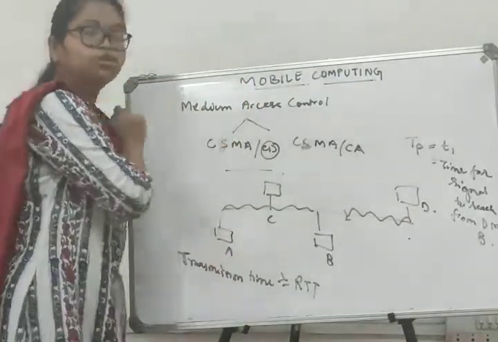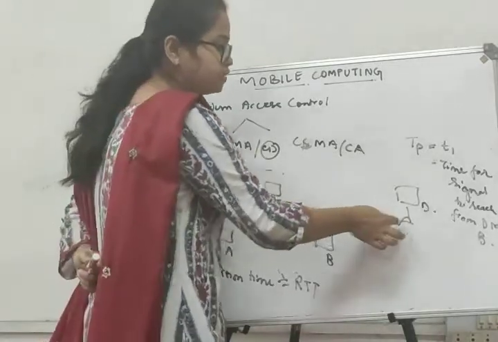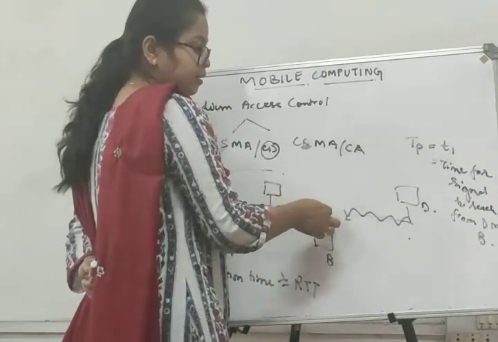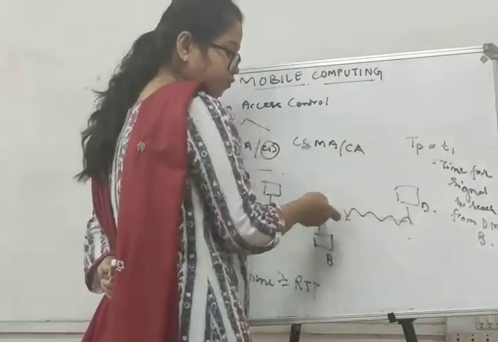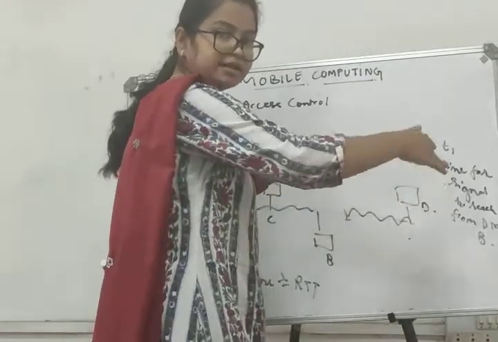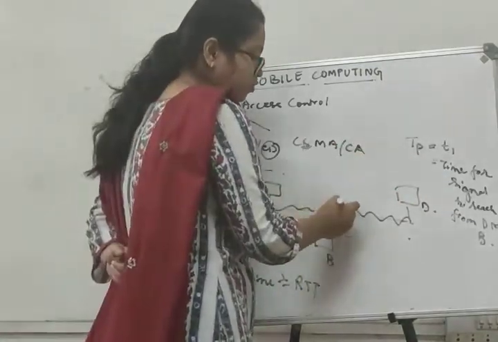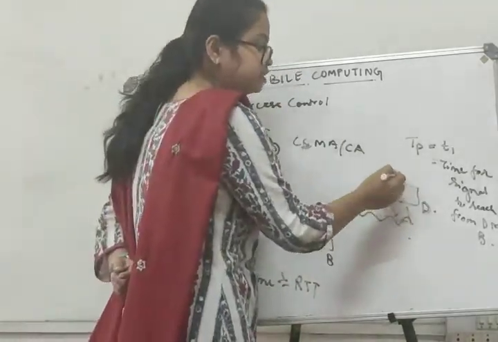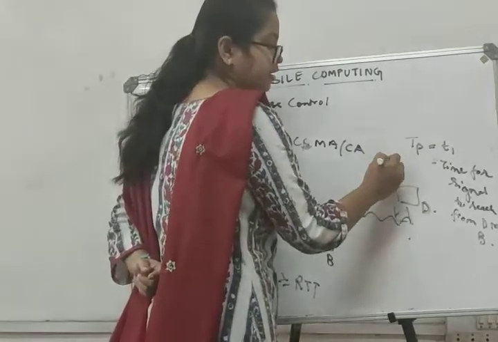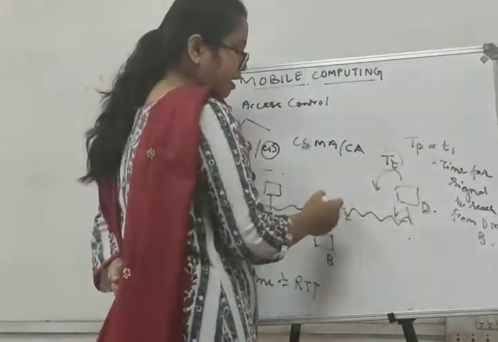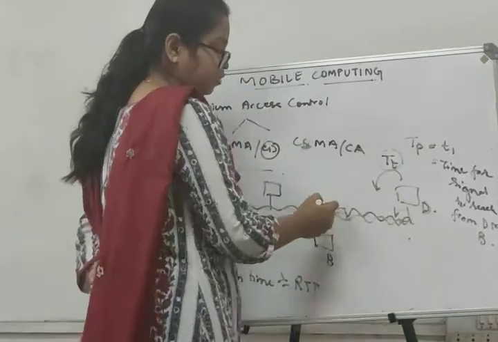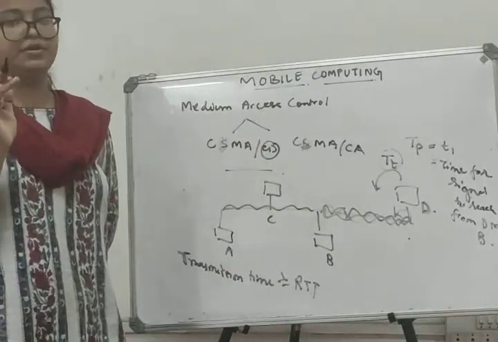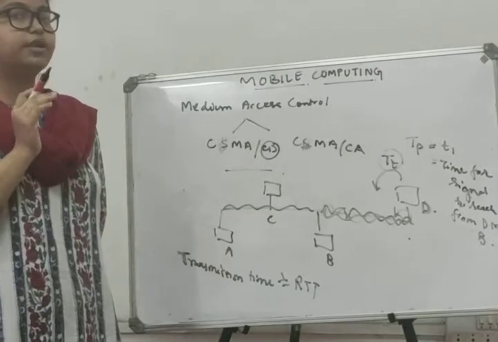Now, the idea of how to detect the collision is, suppose the signal travels to B, and then the collided signal comes back from B to D. D can sense that a collision is happening when it is still in transmission. If it is still transmitting and it gets the collided data back, then D will come to know that a collision has happened. Okay? So D will get to know that collision is happening.